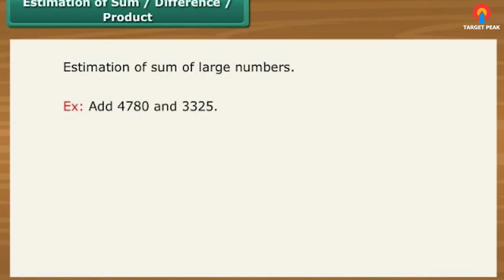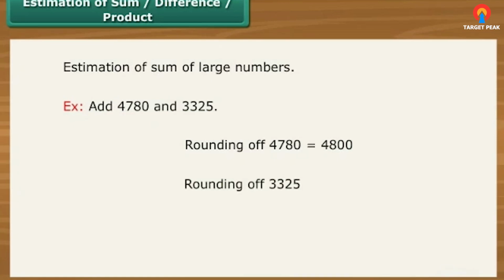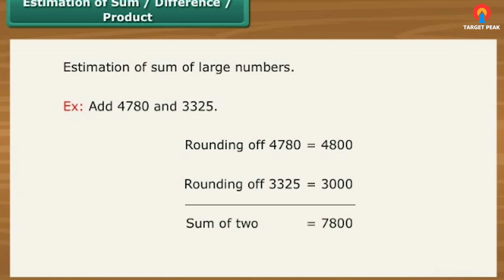Estimation to the nearest number can help in the estimation of the sum of two large numbers. For example, add 4780 and 3325. Rounding off 4780 would make it 4800. Rounding off 3325 would make it 3000. Sum of the two, 7800.